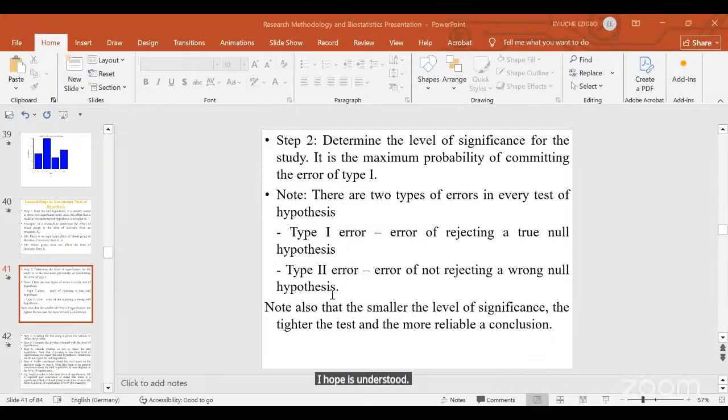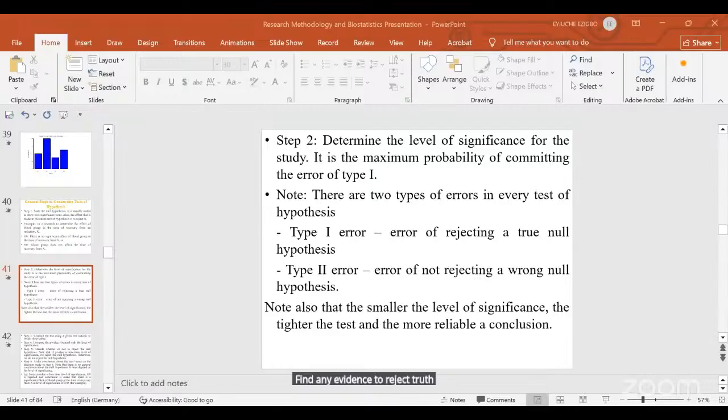This is the language in terms of hypothesis, the very correct language. We don't accept a null hypothesis. Rather, we say that we do not reject this null hypothesis, meaning that there is no evidence to reject it. And if you don't reject it, it may imply many things. It may imply seeking further data. It may imply leaving it at this point since you could not find any evidence to reject it.